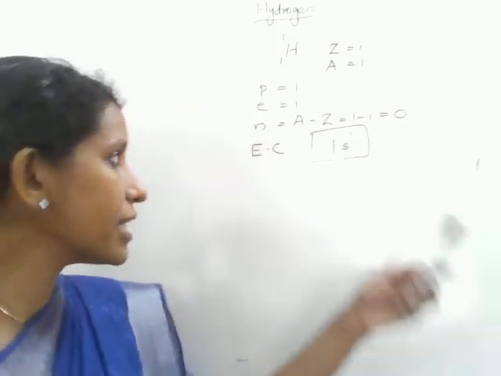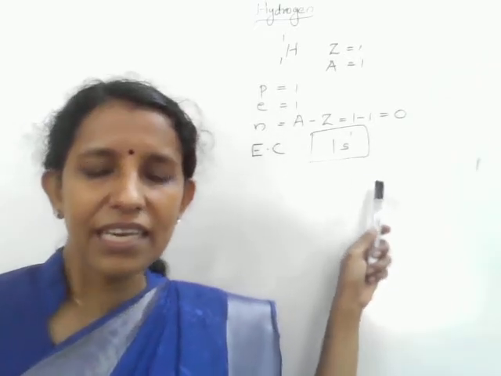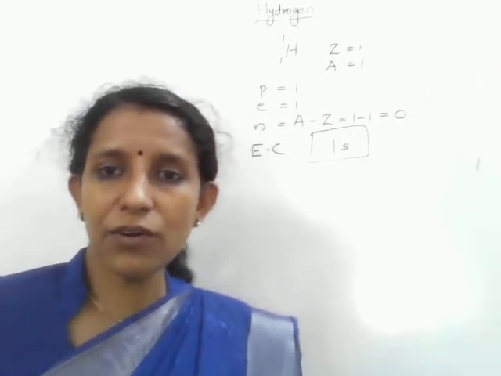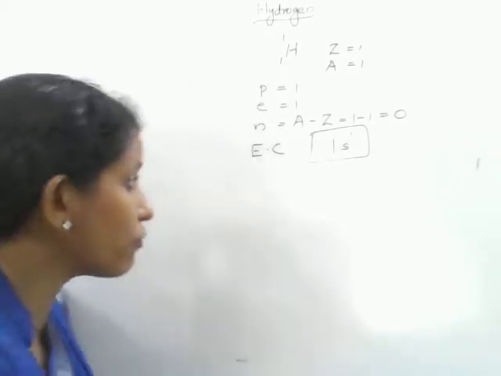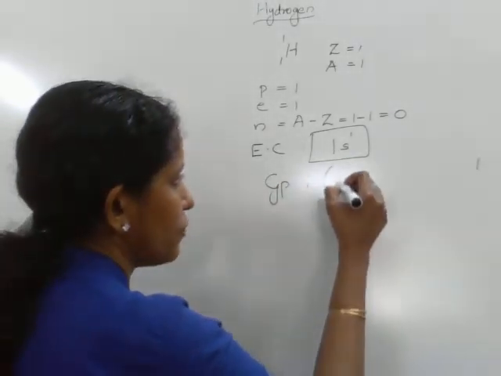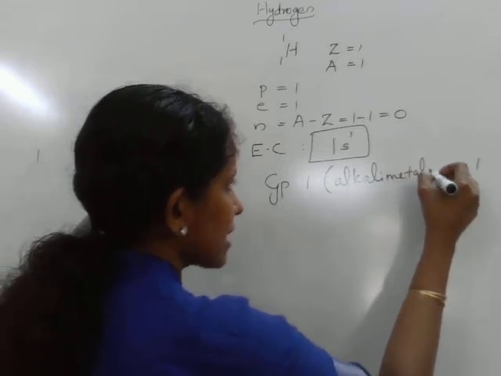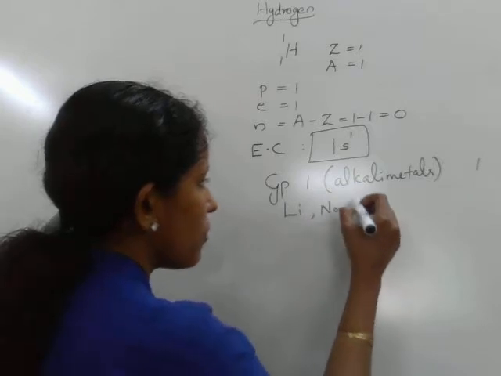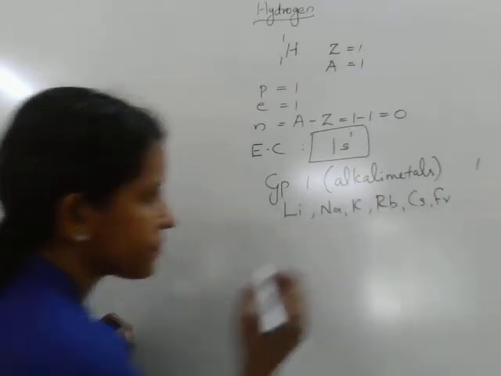So when we compare the electronic configuration of hydrogen with the other elements in the periodic table, we see that the electronic configuration of hydrogen resembles that of alkali metals. Alkali metals belong to group 1. Group 1 elements are called alkali metals. Which are the alkali metals? Lithium family members: lithium, sodium, potassium, rubidium, cesium, francium.